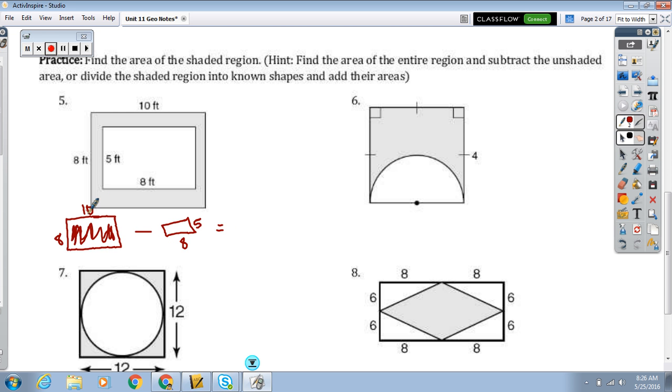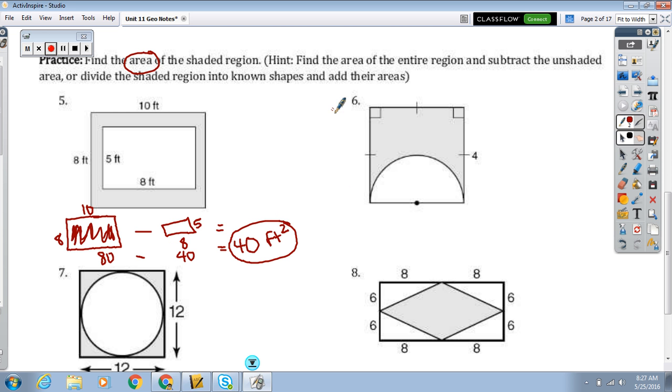And the area of the big rectangle, 10 times 8, is 80. The area of the little one, 5 times 8, is 40. And when I subtract 40 from 80, I would figure out the area of just the shaded region, which is 40 square feet. We're back to figuring out what area is, so we'll be dealing with things in 2 dimensions.